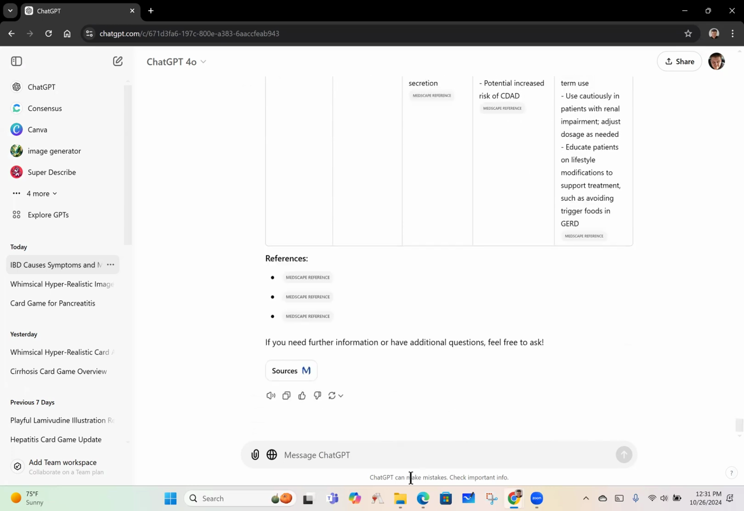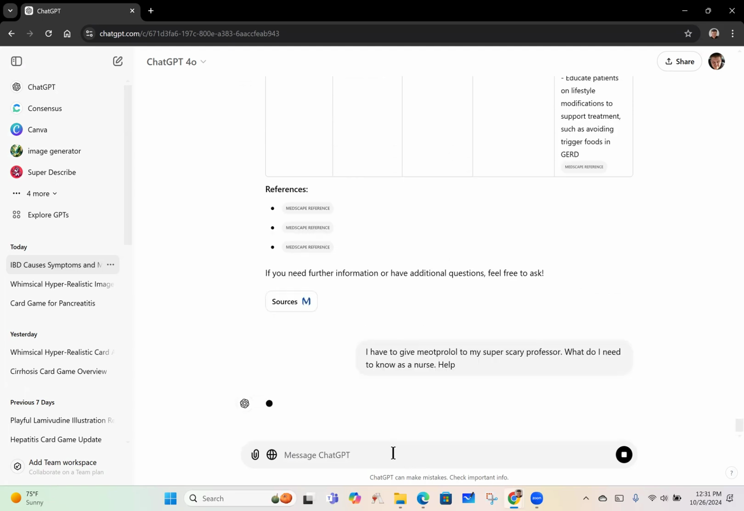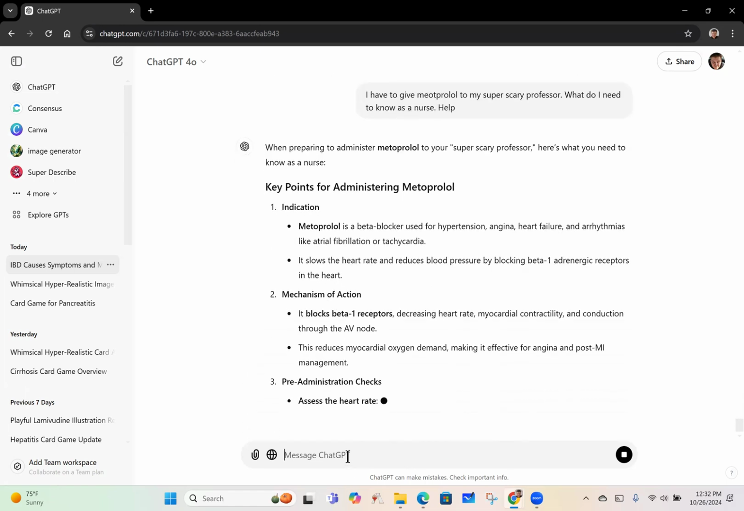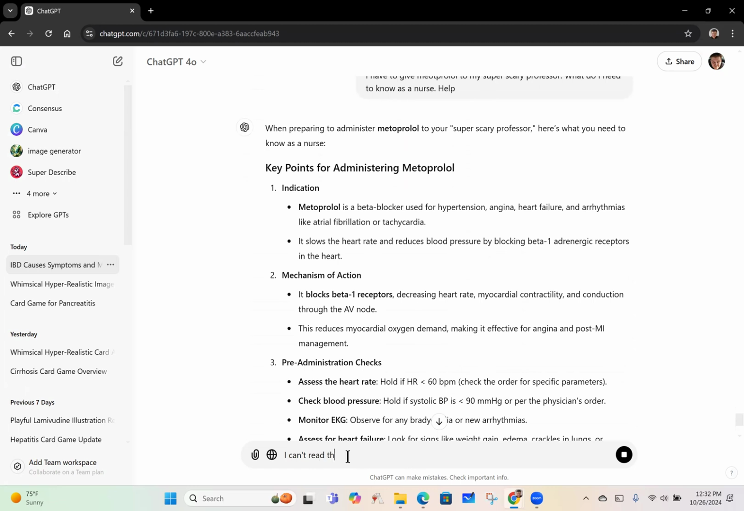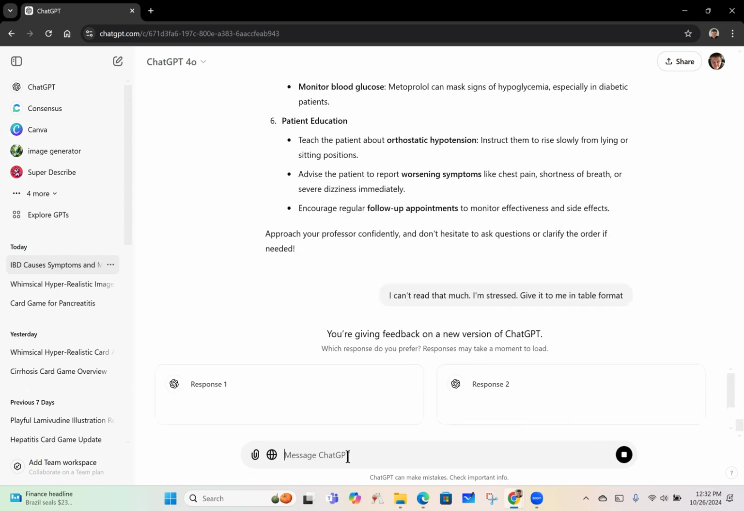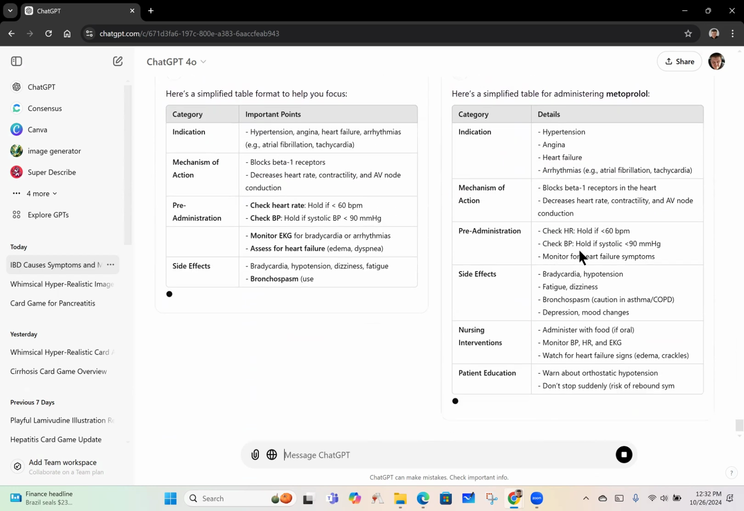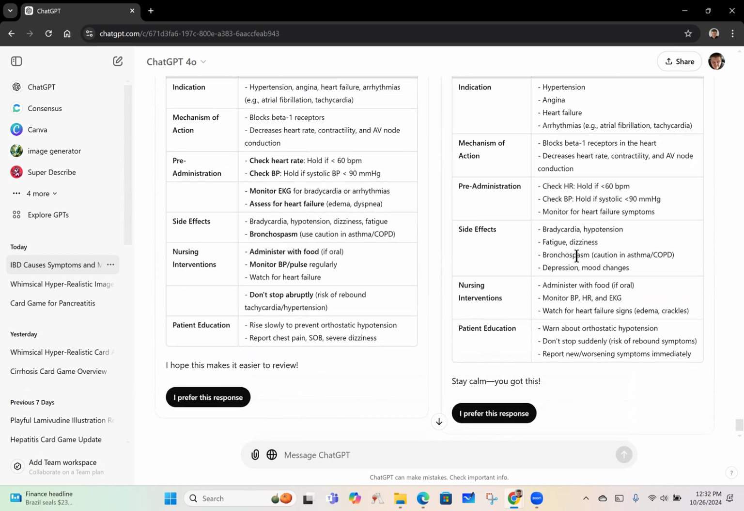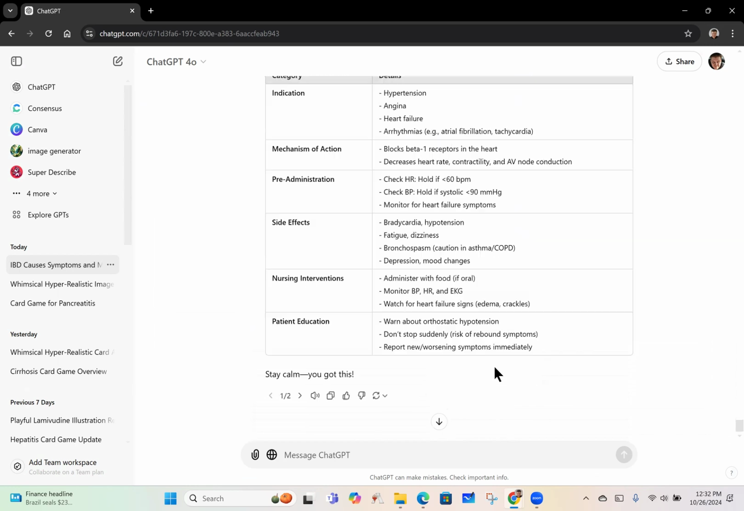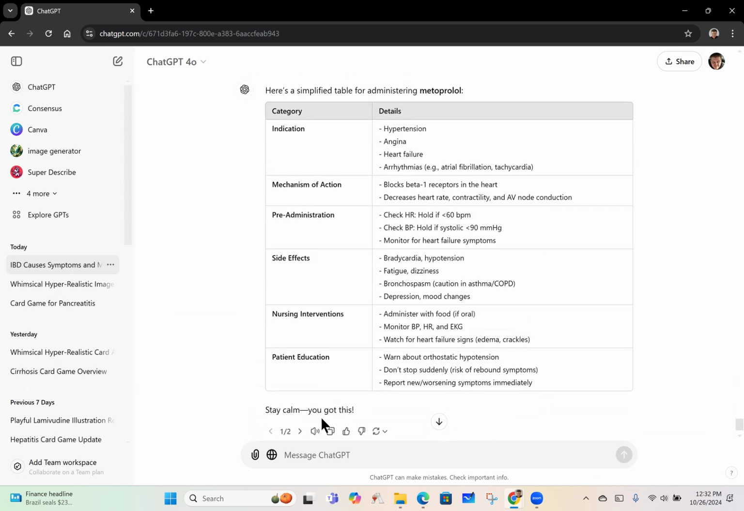Like in the morning you're like, hey, I have to give metoprolol to my super scary professor. What do I need to know? I can't read that much. I'm stressed. Give it to me in table format. And if your professor gave you a table format they like to know, then that's it right there. And it's asking which one I like so it can be smarter than us later. So there you go. Say, calm, you got this. Here you go.